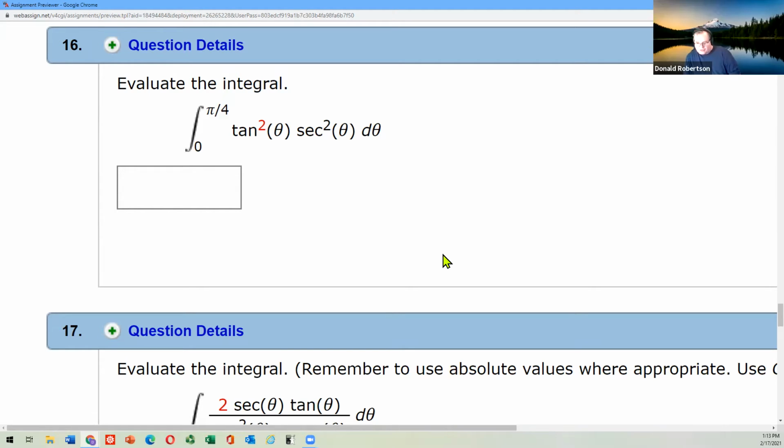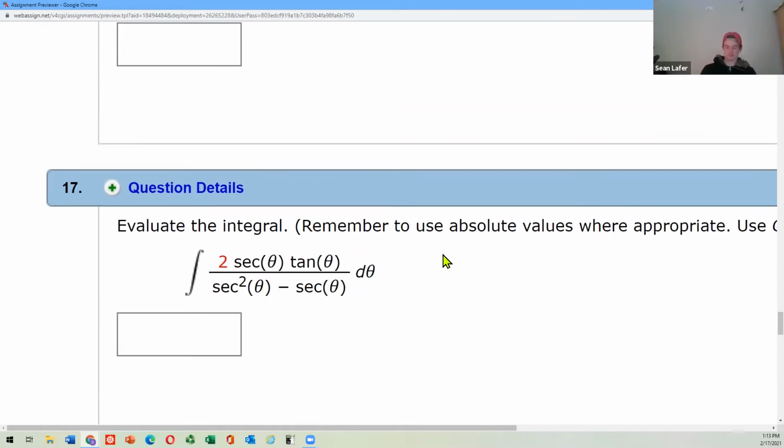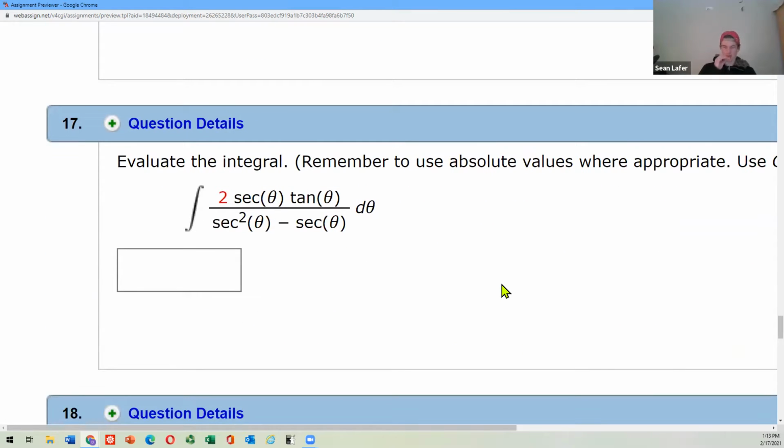Correct. I guess, or is there a reason? Well, I think, if I remember right, the derivative of tan is secant squared. Yeah, and that just turns into the integral of u squared. That's exactly why. Yep. Any ideas what you might do to 17?